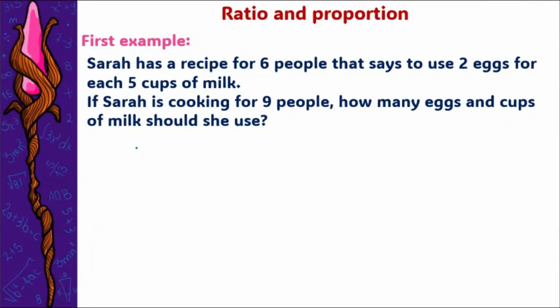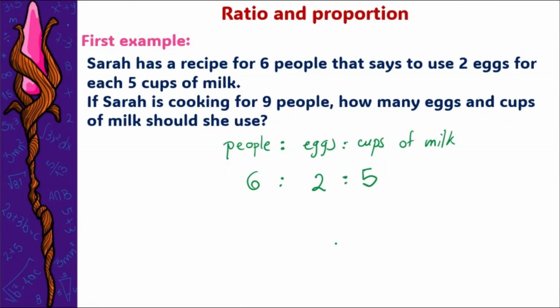The first one says, Sarah has a recipe for 6 people that says to use 2 eggs for each 5 cups of milk. If Sarah is cooking for 9 people, how many eggs and cups of milk should she use? So in this one, we could establish a ratio between people, eggs, and cups of milk. The relation is 6 to 2 to 5. But we actually need 9.